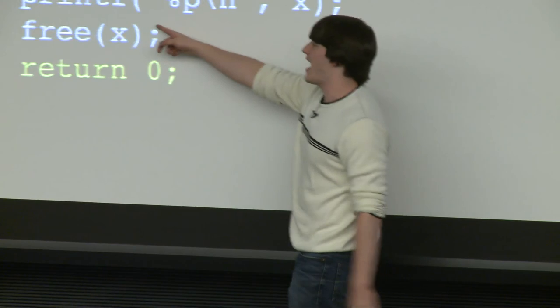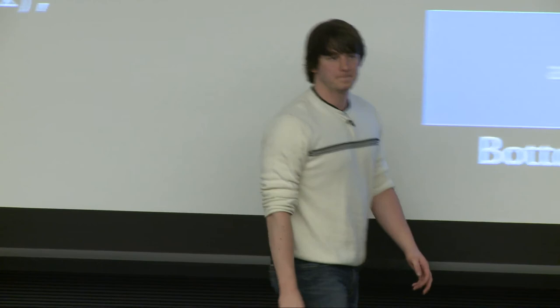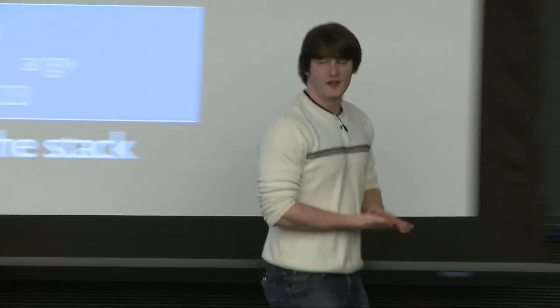So if you assign x to something else, so if right here we said x equals malloc something else, malloc size of int, then that original block of memory is not freed, and we have officially lost it. That is a memory leak. We've lost all references to that block of memory, so there's no way we can ever free it. Okay, so then return 0, main's done.